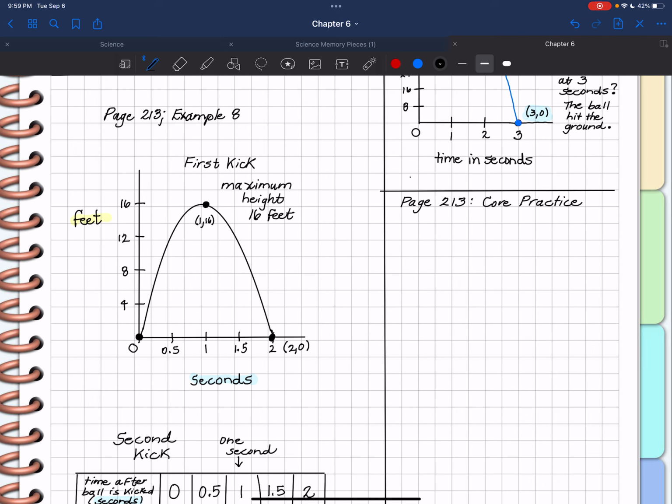To make sense of problems, look at all of the given information. Identify what you are asked to find and develop a plan to determine the answer.